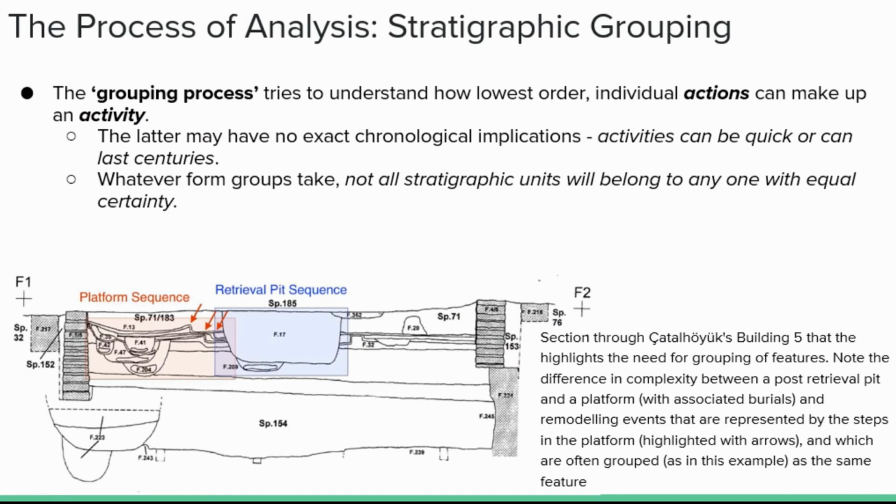So one of the first orders of analysis that we've identified is this idea of grouping units, stratigraphic units, or contexts if you're doing single context recording. And of course, the grouping process is looking at how you understand the lowest order, how individual depositional actions or events, if you like, can make up a broader activity.